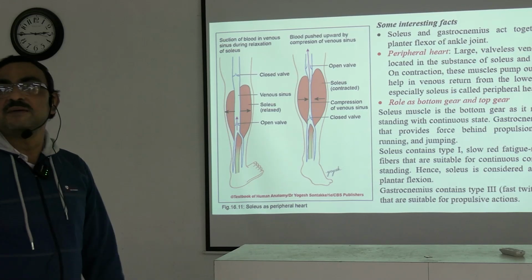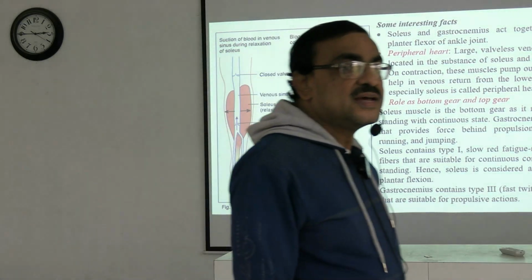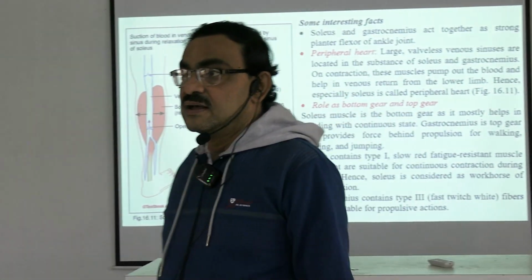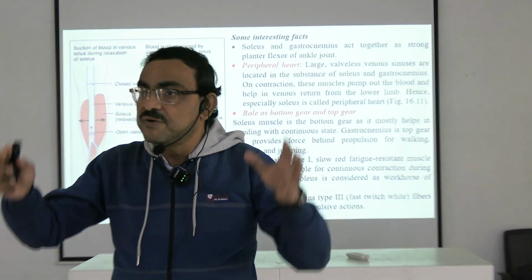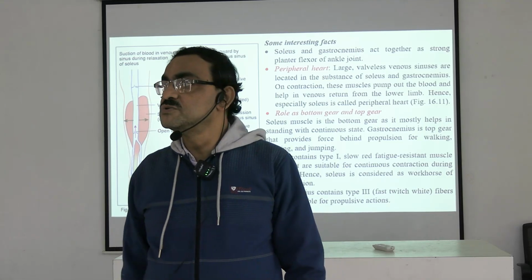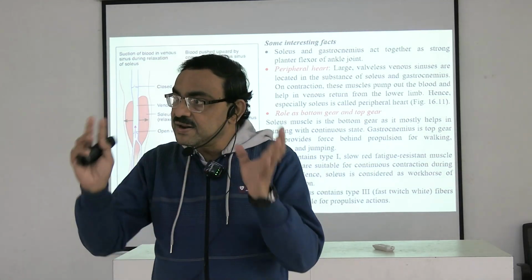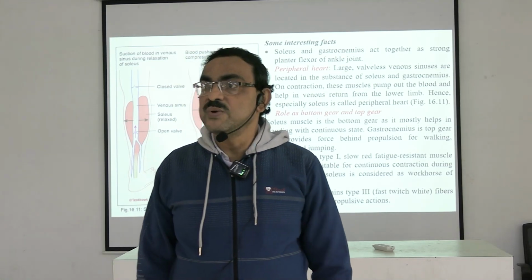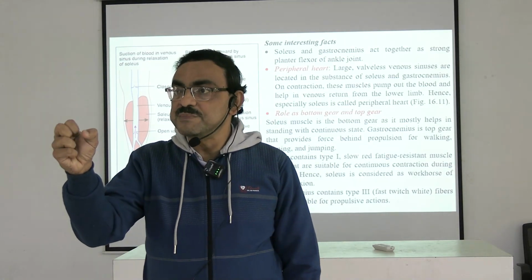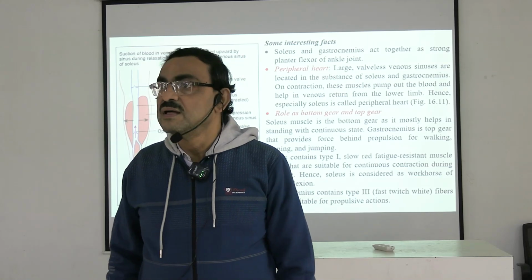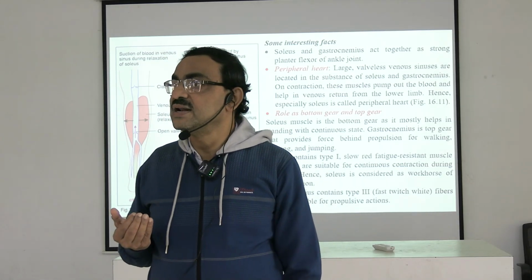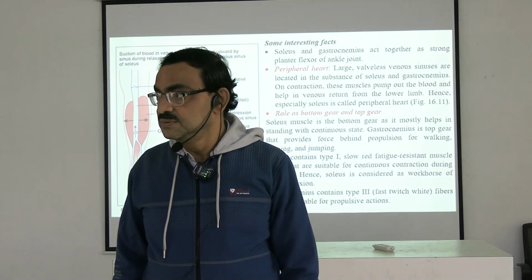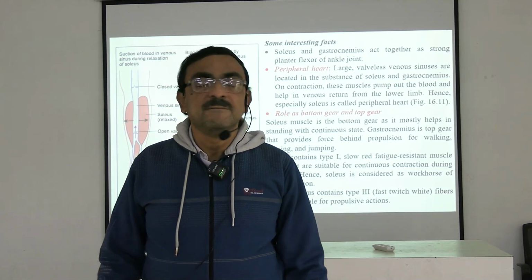Now this soleus is very important. Soleus is also called the peripheral heart because there is a connection between the superficial vein and the deep vein. And there is a venous channel over the soleus muscle. And when we are walking, the soleus pumps. And the blood from that area enters into the deeper veins, that means the popliteal veins.